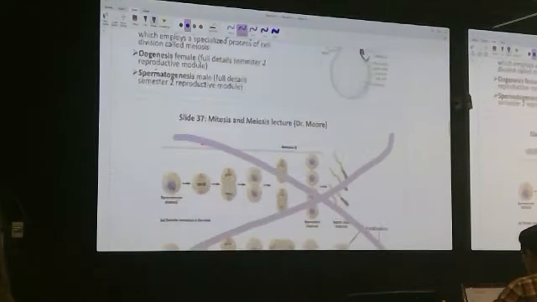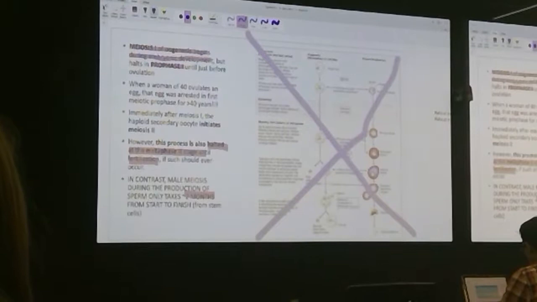Let's see, what do you need to know about this? Okay. So for meiosis, for females, you have a baby female, just know that her eggs stop in prophase 1. The eggs are in prophase 1.